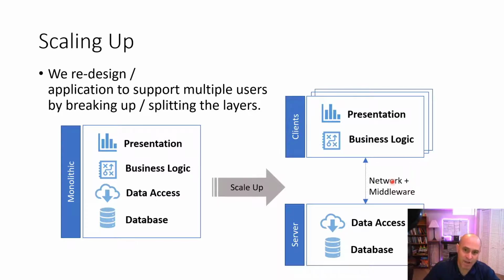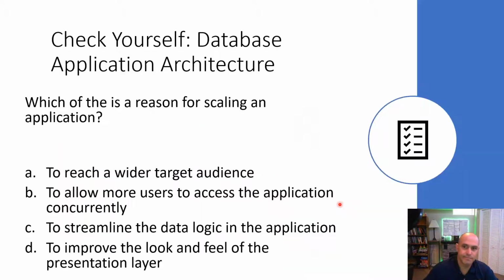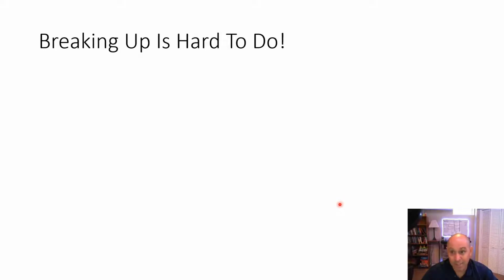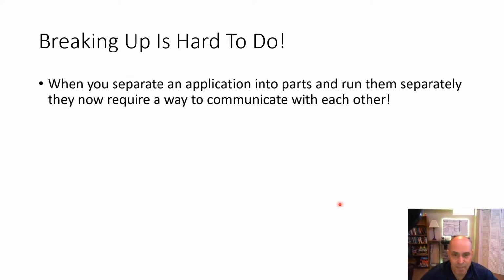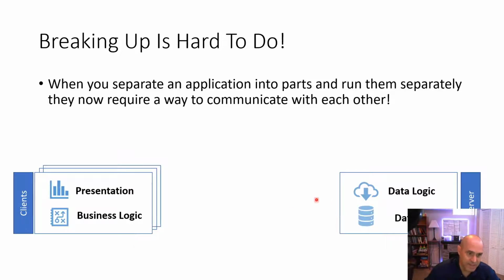Middleware is software that would exist here in the client and here in the server, so that when they're speaking a language over the network, whether it's the internet or whatever, they know what each other is saying. Well, as the old adage goes, breaking up is hard to do. When you separate an application into parts and run them separately over a network, you now require a means so that they can communicate. So I have this split between the clients and the server, as I showed you in the other diagram. When they talk to each other, they need to be able to understand each other.